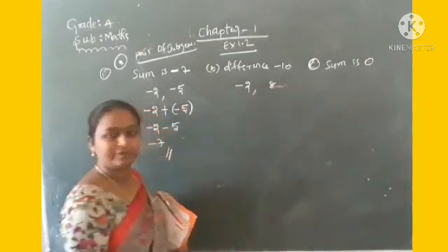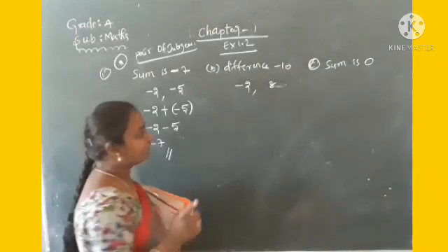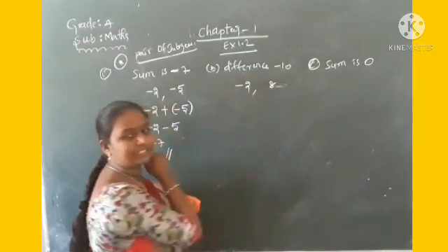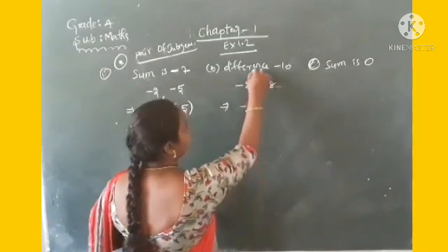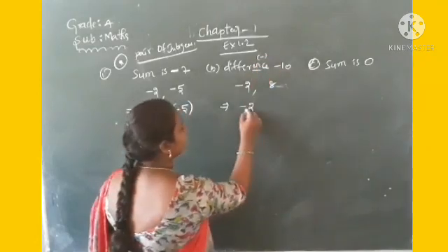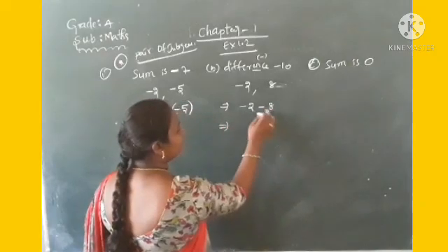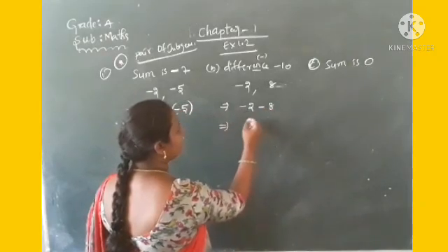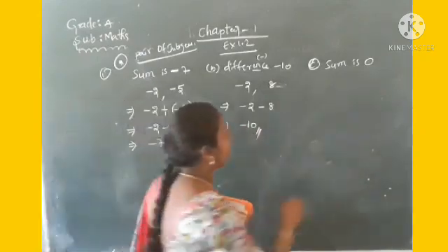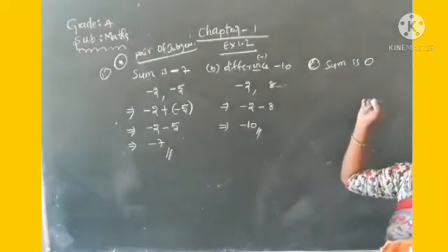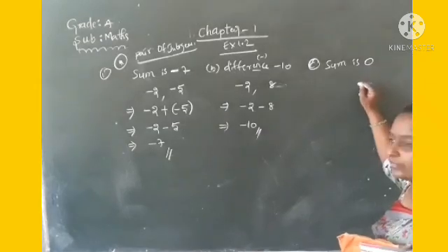Here 8 is positive, and 8 and 2 both, if you do the sum, it is equal to 10. Now I have to show the difference is minus 10. Difference minus 10 means take the symbol minus, that is minus 2 and minus 8. What is the sum of these two negative integers? Minus 2 minus 8 is minus 10. Similarly, sum is 0. Somehow you will show the answer is 0.